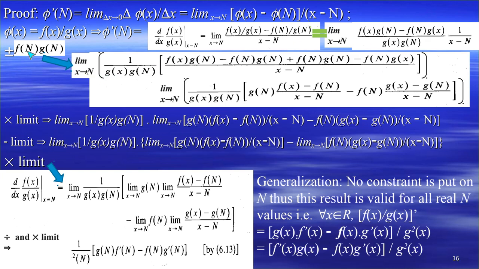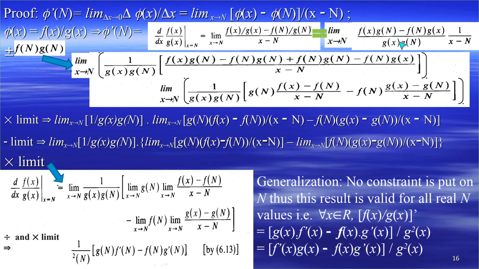Here I introduce f of n times g of n, but you can try the same proof with f of x times g of x. It will give the same result, no problem. So I always sort of intrude: I put inside the term which doesn't exist there, but in order not to change the formula, I have to add and subtract it at the same time.